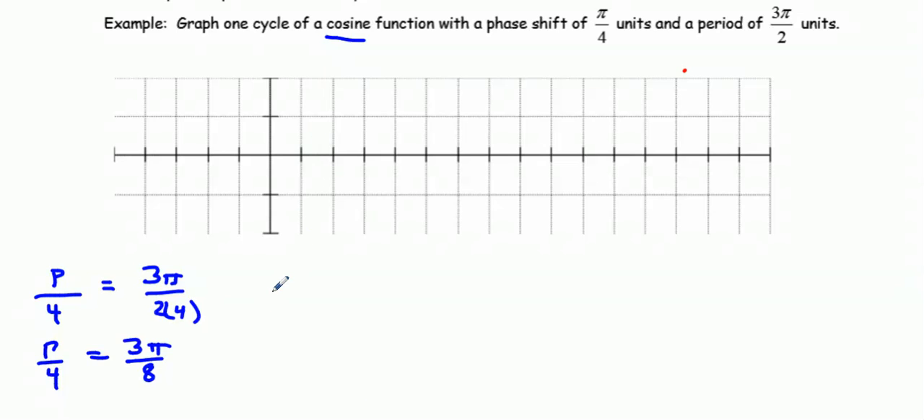The second thing I'm going to do is look at my phase shift. So my phase shift is pi by 4.